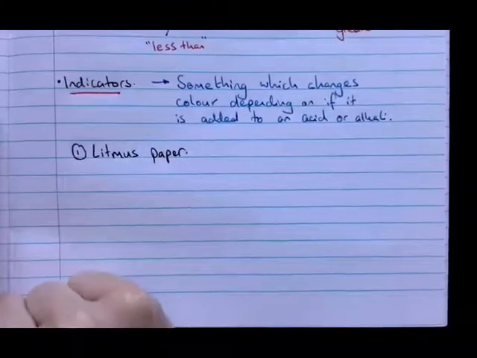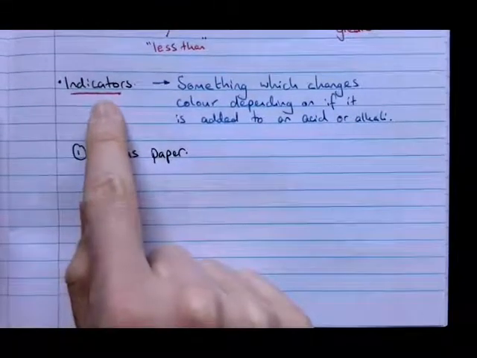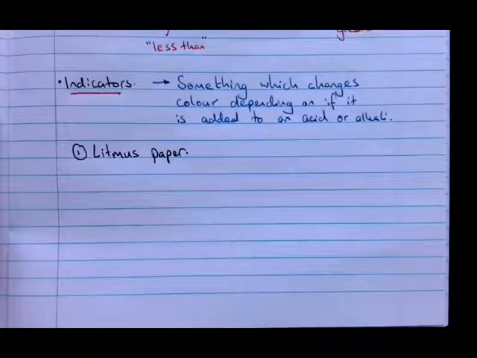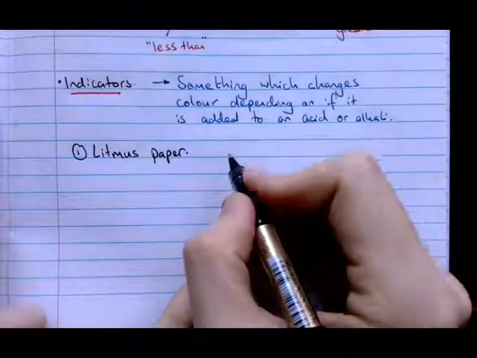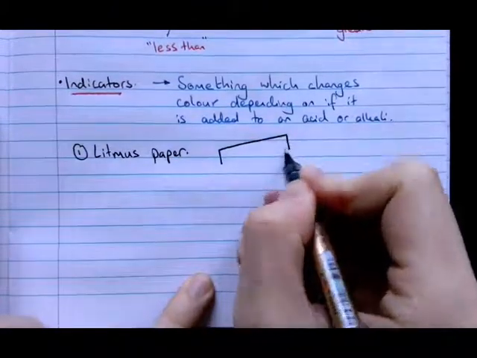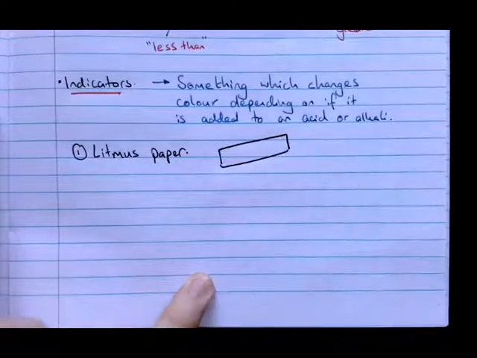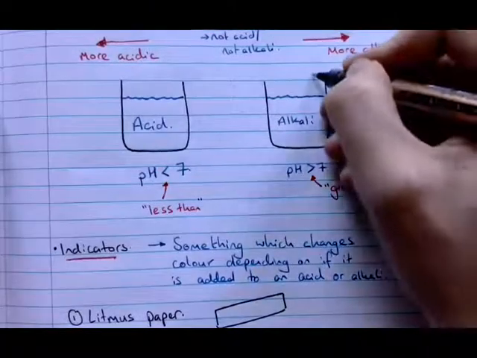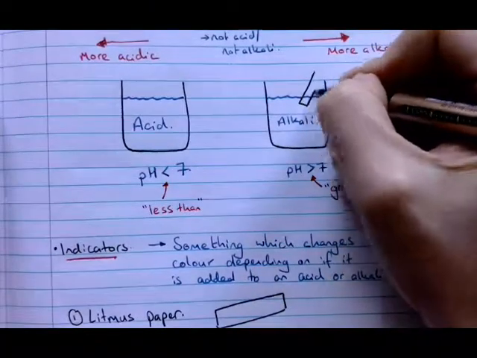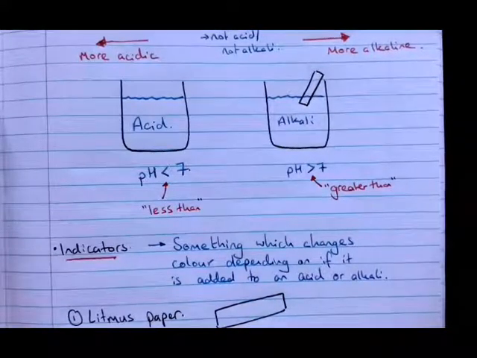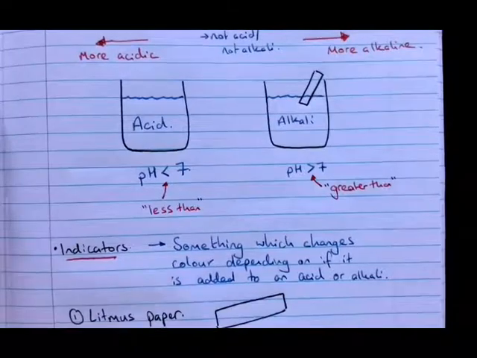So the first type of indicator is litmus paper. Okay, now litmus paper is exactly that. It's just a bit of paper. All right, so you'll see it when we do this experiment in the lab. It's a bit of paper about this big. Okay, and all you do is you take the bit of paper and you dip it into your solution. Okay, and it will change color, and if it changes color it tells you something about the solution.